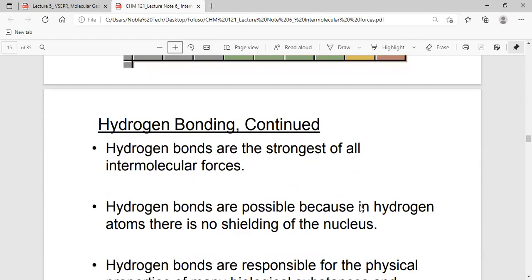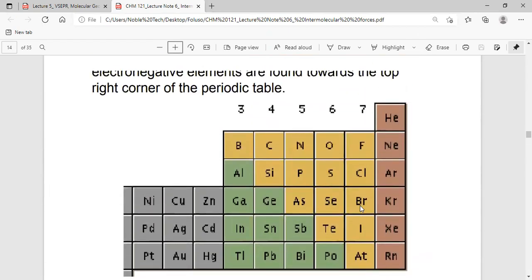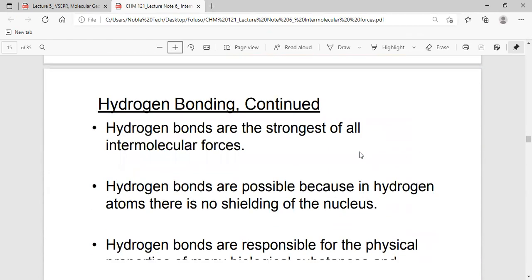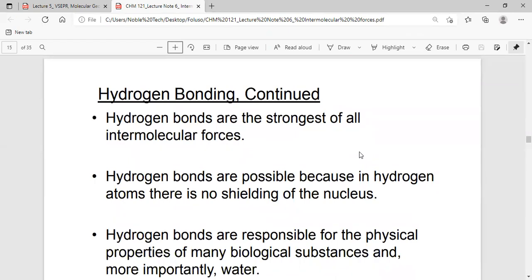Because of that principle, those elements are common when we are forming hydrogen bonds. It's common with nitrogen, oxygen, and fluorine. Those are the elements that always form hydrogen bonds. Hydrogen bonds are the strongest out of all the intermolecular forces. Hydrogen bond is possible because in the hydrogen atom, there is no shielding of the nucleus, no shielding effect.